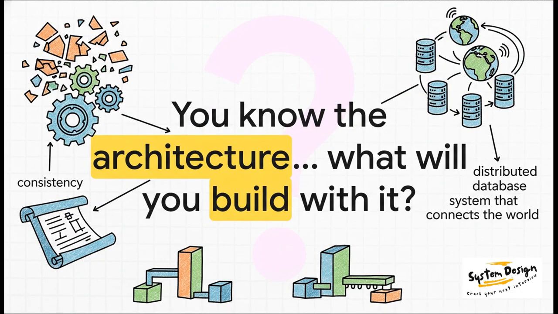So there you have it. We've gone from the absolute chaos of failure to a set of powerful principles for building consistent, resilient systems. And look, these aren't just abstract ideas for a whiteboard. These are the actual tools, the real blueprints for building the services that connect our entire world. So now that you know the architecture, what are you going to build with it?